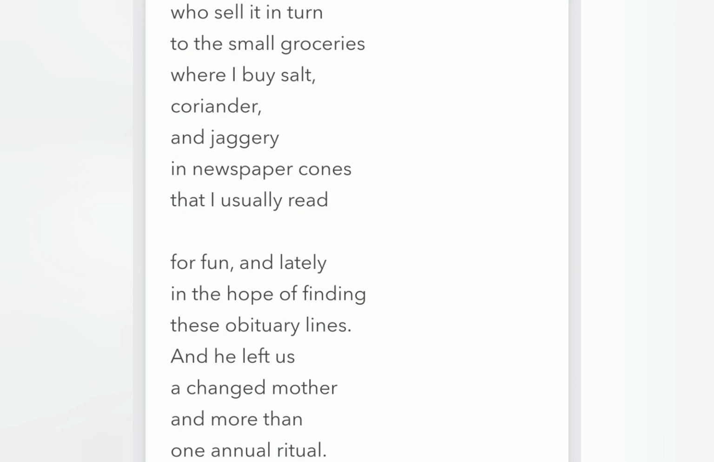And in the end, he says that his father has left with him a changed mother. That means now the mother is sorrowful. She remains sorrowful for the rest of her life. And more than one annual ritual. The poet was not at all ready for the ritual that was done during the cremation. Now, he is showing his dislike for the ritual which will be celebrated in the memory of his father for his peace.